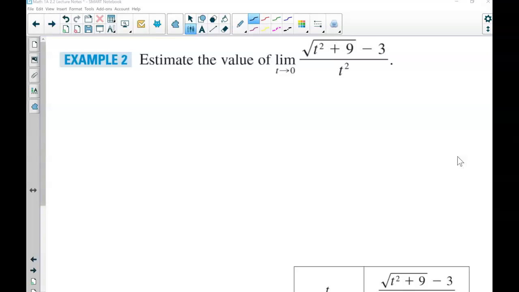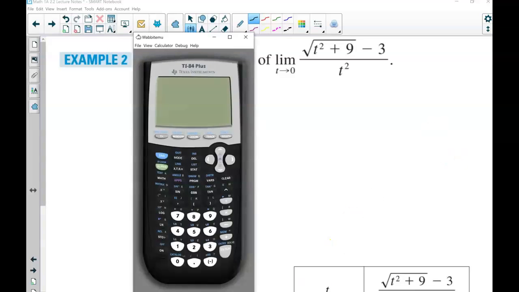Okay, now in example number 2, we're going to estimate the value of the limit as t approaches 0 of the square root of t squared plus 9 minus 3, over t squared. So I'm going to go ahead and put that in my calculator here. I'm going to put in the function y equals.